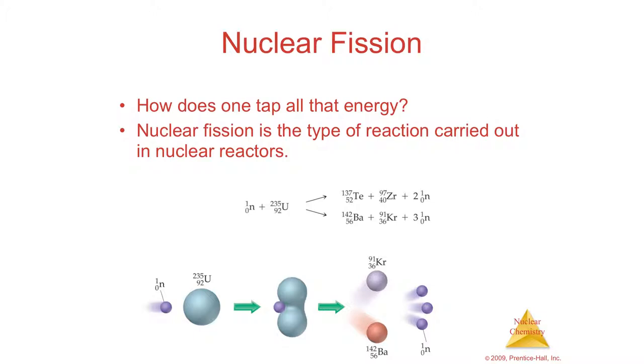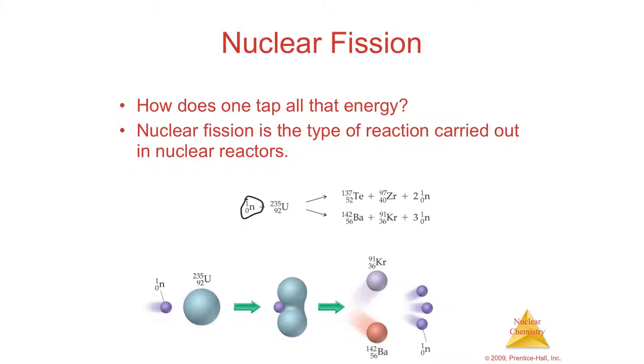Before I get into that, you can use a neutron as a bullet to break apart, almost like a bowling ball that crashes into the bowling pins and sends them flying. If you have a very large, unstable radioactive element, such as uranium-235, and you bombard it with something, usually either an alpha particle, which is a helium nucleus, or in this case, a neutron, it can break that up into various things.